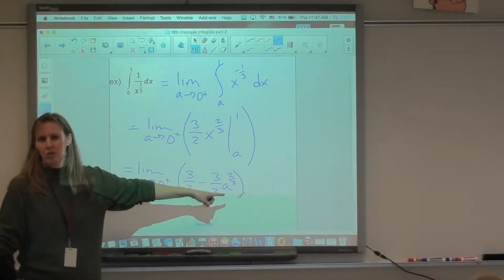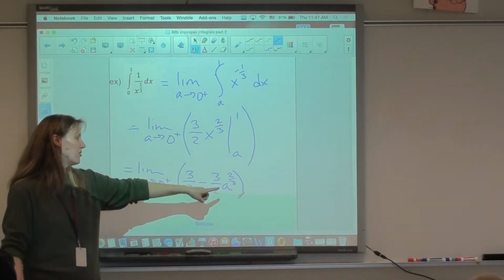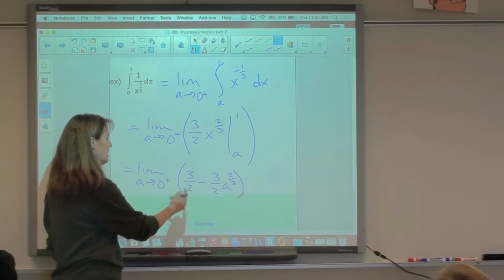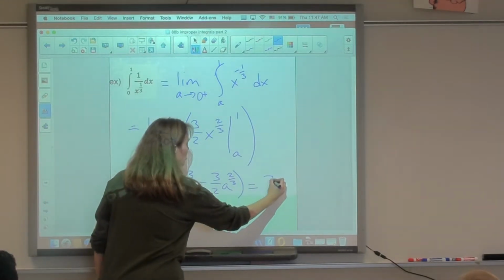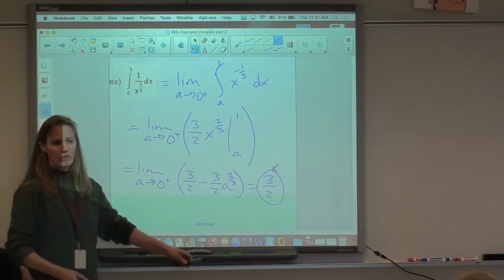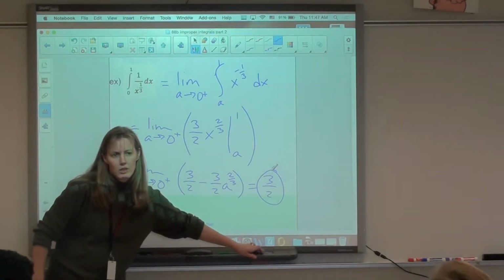You just gotta make sure you're not getting an undefined, because if you get an undefined, then it's probably gonna be infinity or negative infinity, right? But in this case, you plug in a 0, you get 0, so your answer is just 3/2. Is that okay?